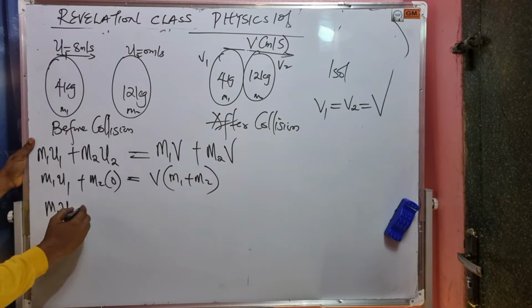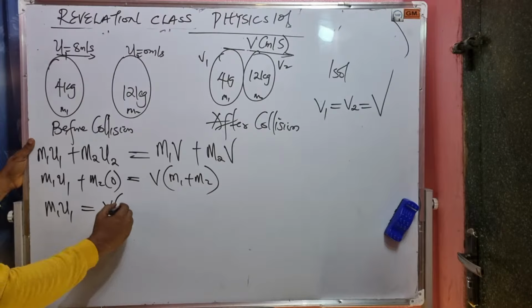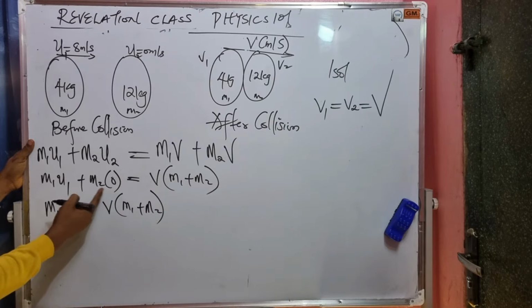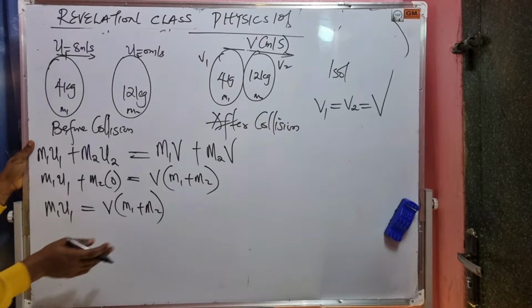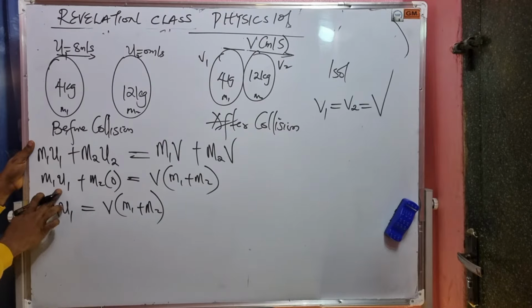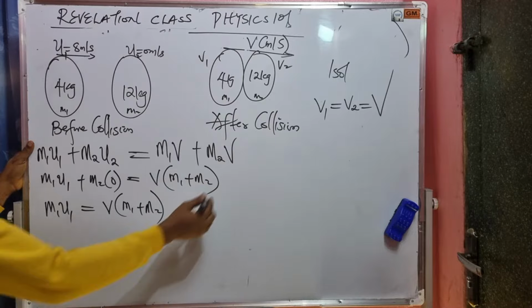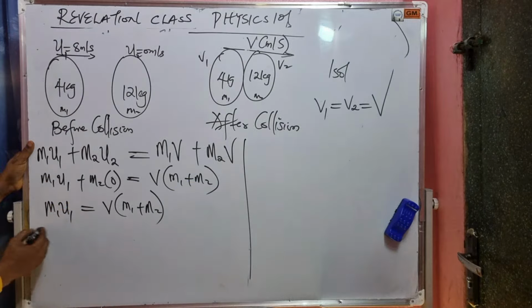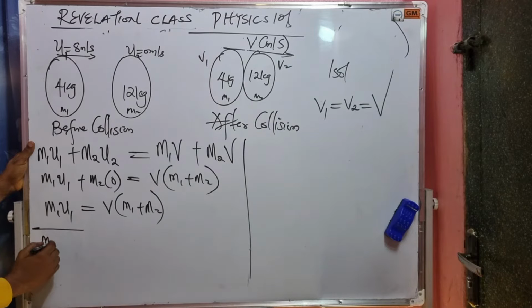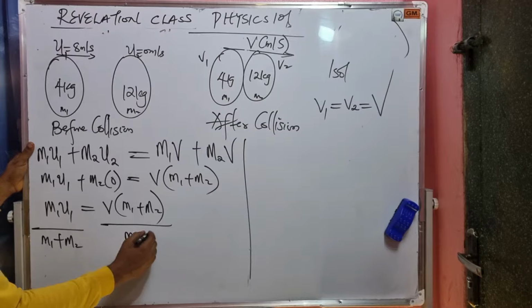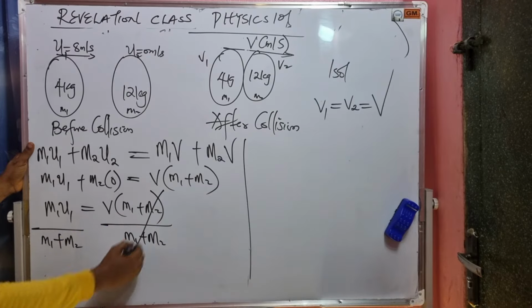M1 U1 equals what? V times M1 plus M2. Zero times M2 is zero. So the only momentum we have before collision is M1 U1. To find their common velocity, what we do is divide both sides by M1 plus M2. Here we have M1 plus M2.